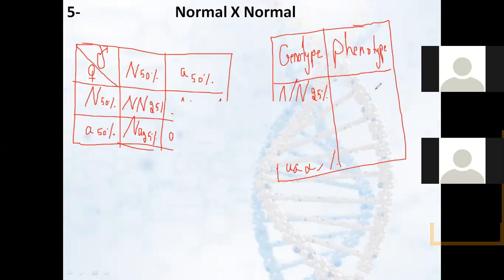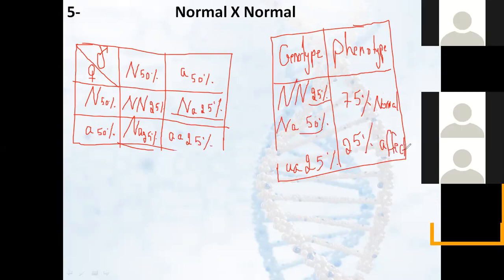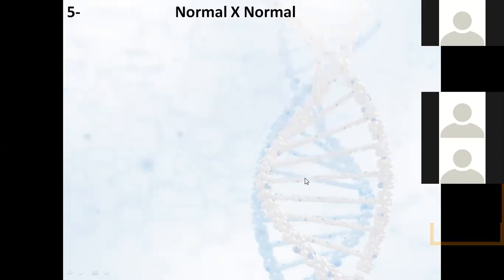Yes, Mariam. Normal or affected? Normal 75%. Very good. Why? 25 plus 50, so plus 50 they are normal, and 25% they are AA. So 25% they are affected, or albino, or diseased, as you want. So here, therefore, the results are verified, since 3 out of 4 are normal, and 1 out of 4 is affected.